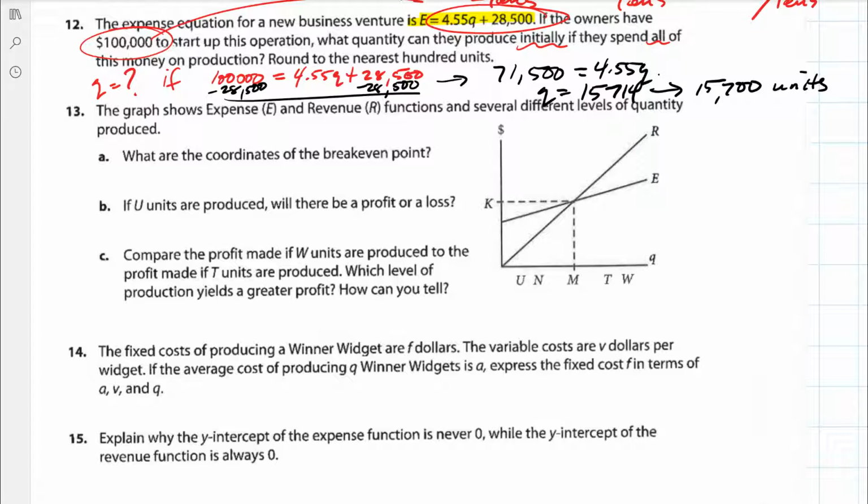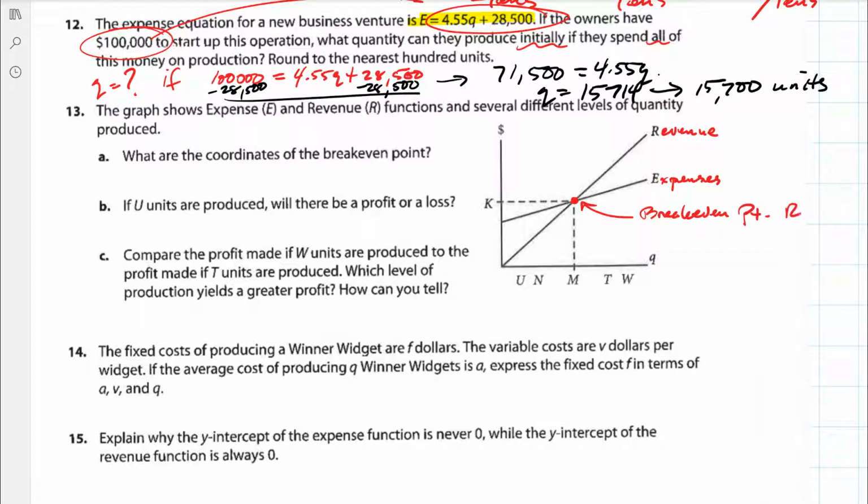Okay, number 13. Big one right here. So let's deal with this one. The graph shows expenses E. Let's label this here. We've got the expense function, and we've got a revenue function, at several levels of quantity produced. What are the coordinates of the break-even point? The break-even point is where expenses equals revenue. So let's make a little note here: the break-even point.